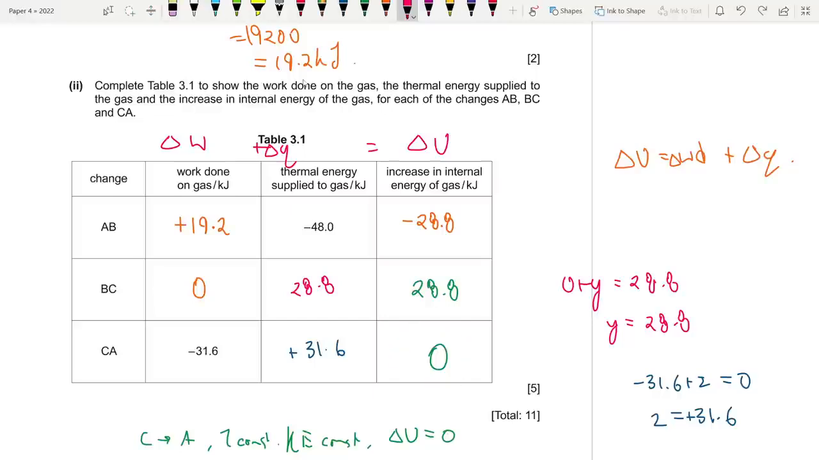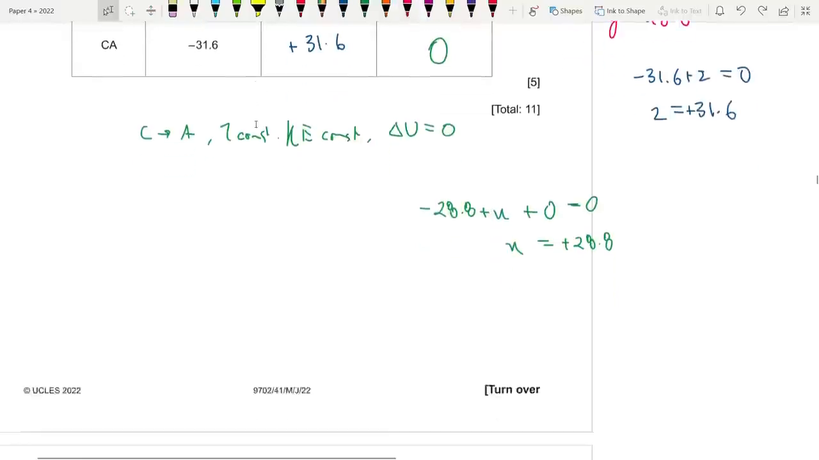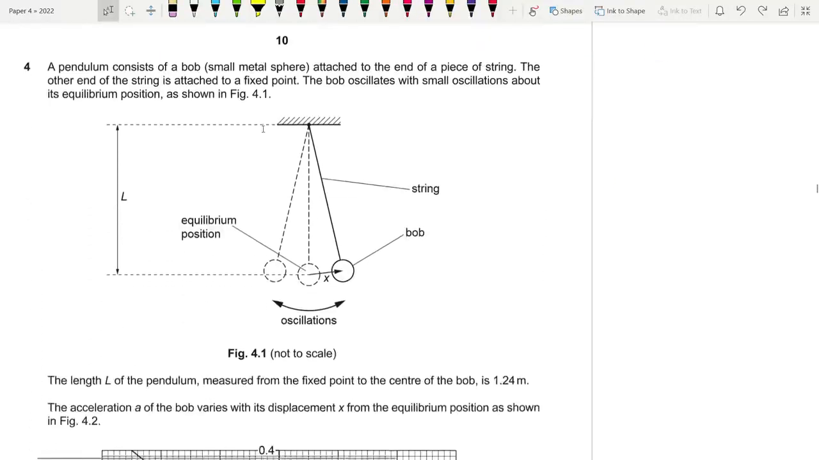So that's it. This was a tough iteration in the sense that you had to know that when temperature was constant, the change in U was 0 for this table. But anyway, the other parts, adding these two to get the other one, that was a common part. So this was a bit difficult compared to the other ones. Okay, interesting sum. Moving on to question number 4, simple harmonic motion.